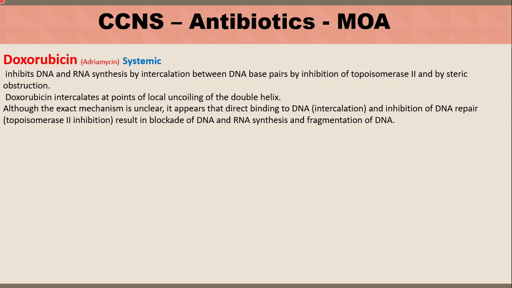Conventional systemic doxorubicin, Adriamycin, inhibits DNA and RNA synthesis by intercalation between DNA base pairs, by inhibition of topoisomerase 2, and by steric obstruction. Doxorubicin intercalates at points of local uncoiling of the double helix. Although the exact mechanism of doxorubicin is unclear, it appears that direct binding to DNA, intercalation, inhibition of DNA repair, and topoisomerase 2 inhibition result in blockade of DNA and RNA synthesis and fragmentation of DNA.